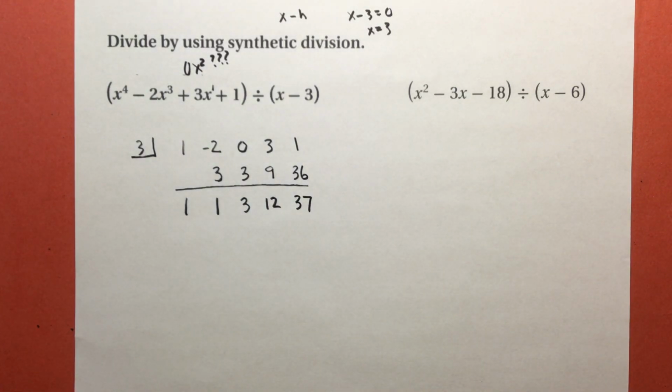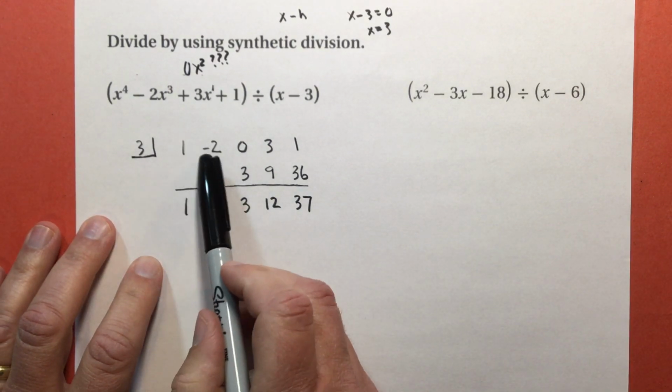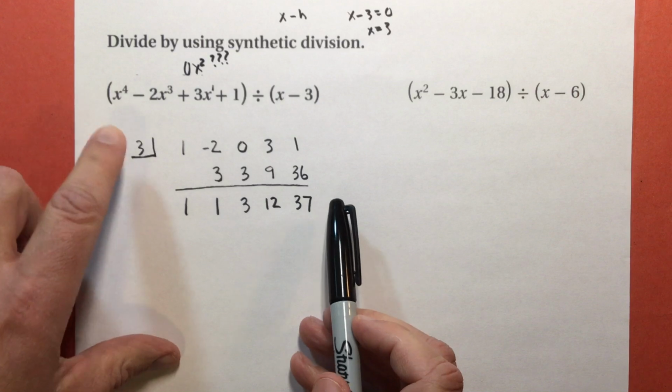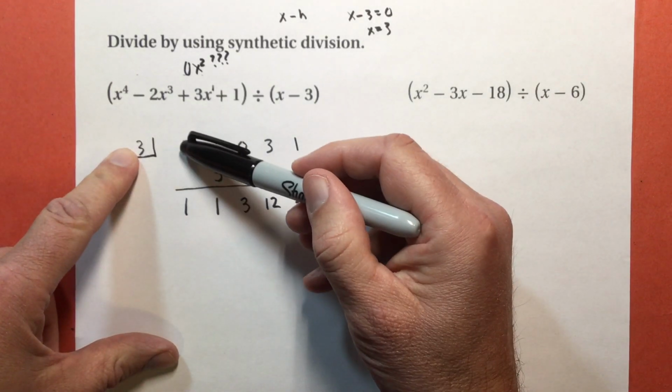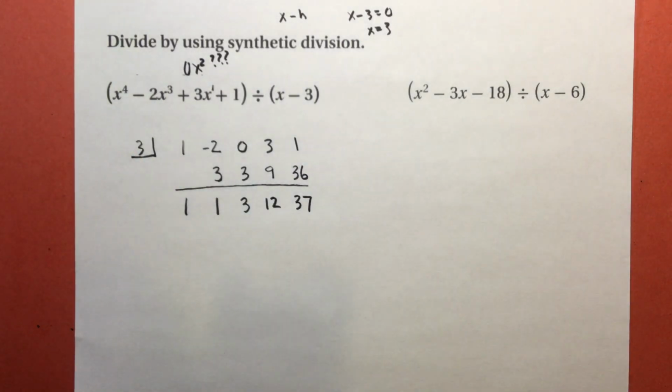Okay, that looks great. I am constantly aware of the fact that my pacing talking to my iPad is probably different than if I was in class. So I'm going to go through this one more time now that you see it. I have the 1, the negative 2, the 0, the 3, and the 1. And I'm going to use 3. Move this down.